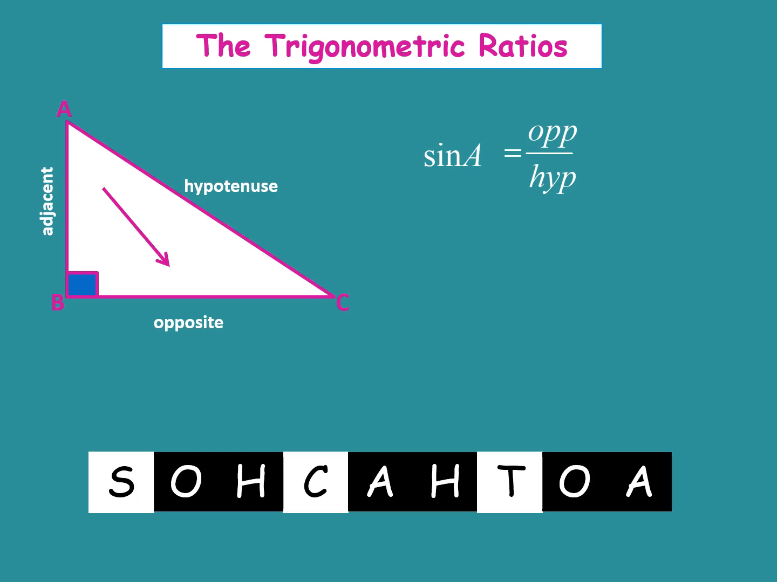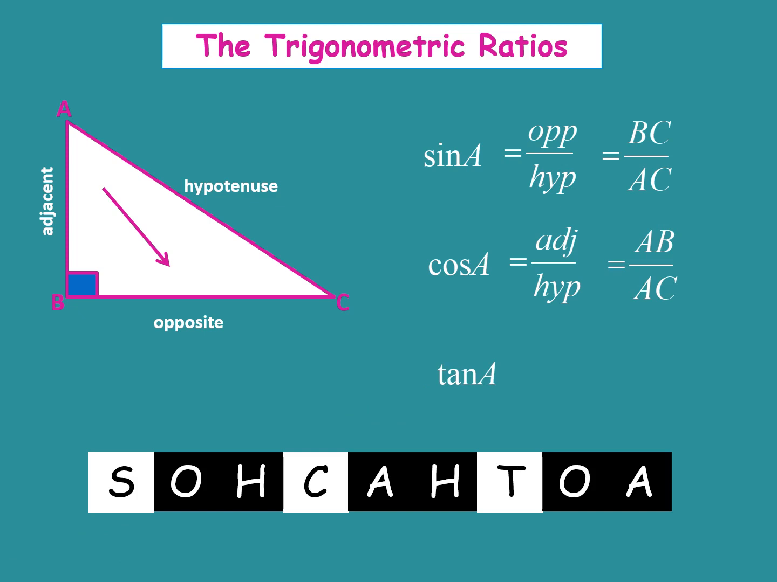So according to SOHCAHTOA, sine is opposite over hypotenuse. So the opposite side is now BC, and the hypotenuse is AC. If I ask you to work out the cos of A, cos according to SOHCAHTOA is adjacent over hypotenuse, and the adjacent side in my drawing is AB, and the hypotenuse is AC. And tan of A, tan is opposite over adjacent, so it's going to be the opposite side over the adjacent side, so BC over AB.